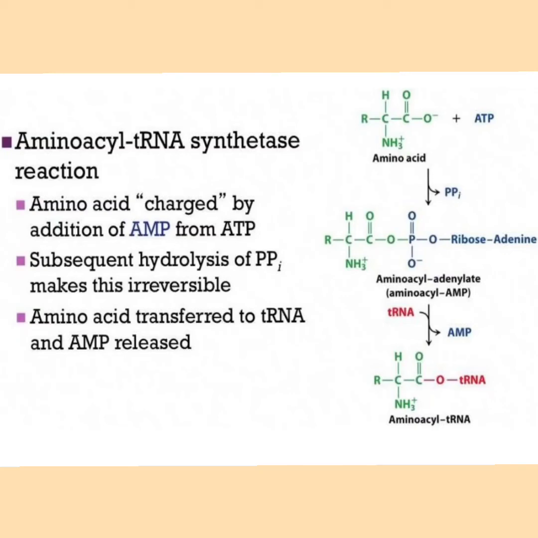Subsequently, hydrolysis of PPi makes this irreversible. Amino acid transferred to transfer RNA and AMP is released. You can see the reaction on the right side where the amino acid combines with the ATP and there is a release of energy, and the combination of the amino acid along with the ribose and the adenine, and amino acid adenylate is formed, and this amino acid adenylate along with the transfer RNA, there is release of AMP and the amino acid transfer RNA is formed, and the transfer RNA becomes charged carrying the amino acid.